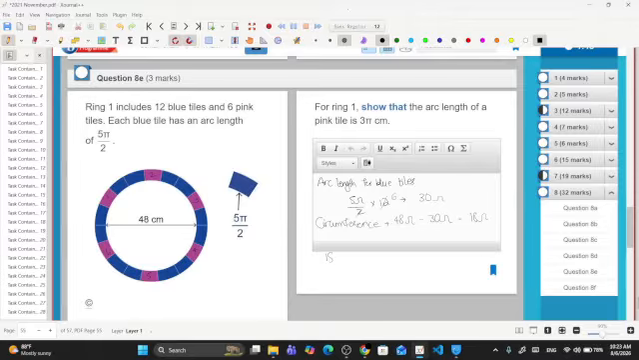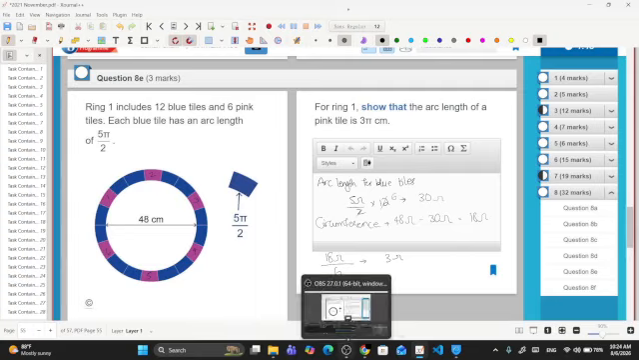If we divide 18 pi by 6, we get an answer of 3 pi. And that is how we prove that the arc length of a pink tile is 3 pi centimeters. Alright? I hope that's clear. Yep, great. Write this information down so that we can move forward.